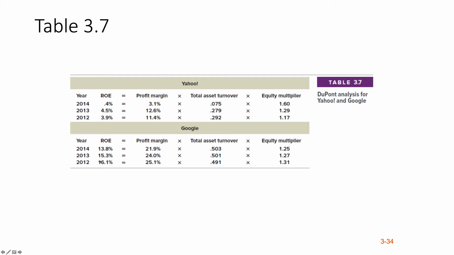Also, if you're looking at the turnover ratio, it is very, very low. They use a lot of assets. Now the equity multiplier: you will find out Yahoo is using higher financial leverage than Google, 1.6. Although it improves their return on equity, it's getting riskier. They have to meet those debt obligations.